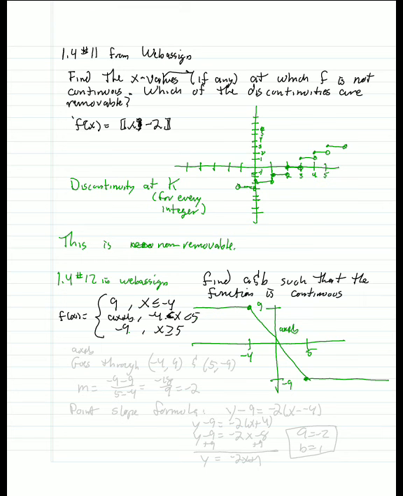So we're trying to find a line here that would be our ax plus b. So to do it, what we want is it to go through each of these points that end on the horizontal lines. So we know ax plus b goes through -4, 9, and 5, -9. So what's our slope? Slope is -9 minus 9 over 5 minus -4. That's -18 over 9, or -2. So there's our slope. Now we use the point slope formula.